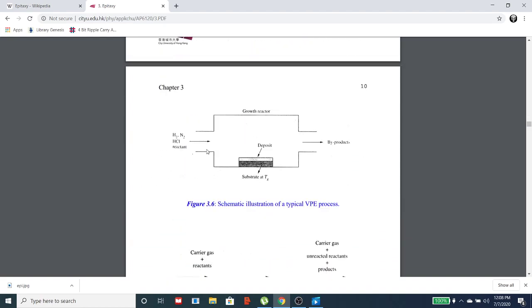This is a reaction chamber. We are passing H2 and HCl as reactants, and this goes through, and this is the substrate, and on that we can get a layer of it.